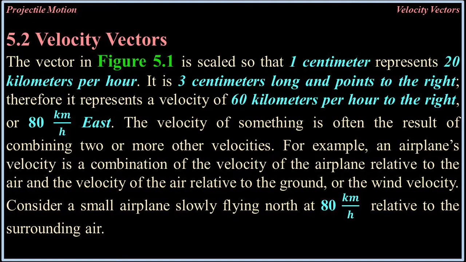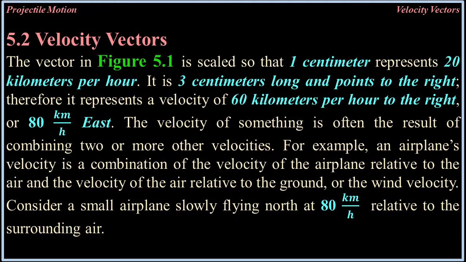5.2 Velocity vectors. The vector in figure 5.1 is scaled so that 1 centimeter represents 20 kilometers per hour. It is 3 centimeters long and points to the right. Therefore, it represents a velocity of 60 kilometers per hour to the right, or 60 kilometers per hour east. It's not that the picture is not scaled, but it gets the idea across.